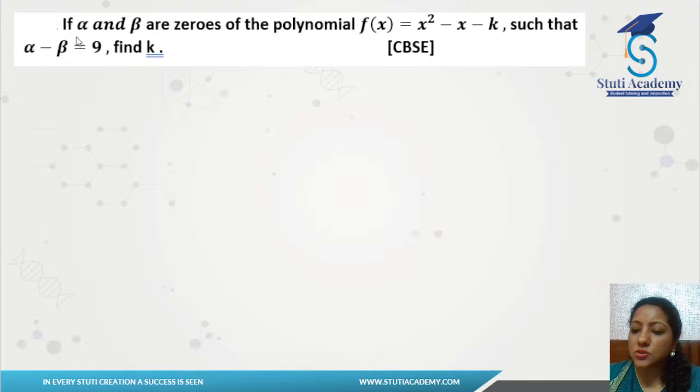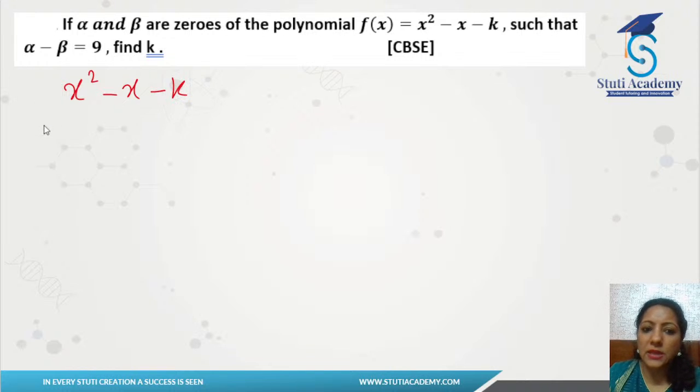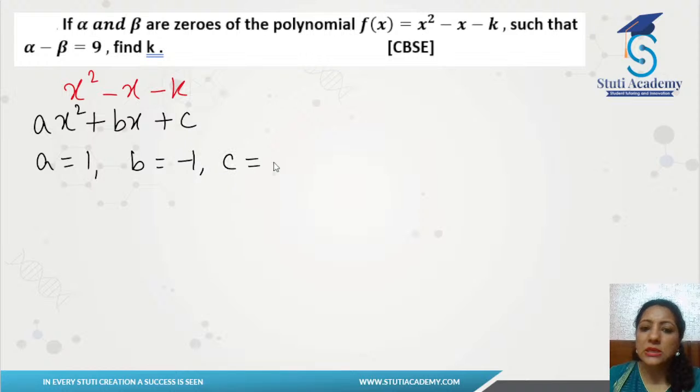Now, coming to the next question. If alpha and beta are zeros of the polynomial x² − x − k such that alpha − beta is equal to 9, we have to find k. So, this is the polynomial given to us and we'll compare this with ax² + bx + c. So, a is 1, b is minus 1 and c is minus k.